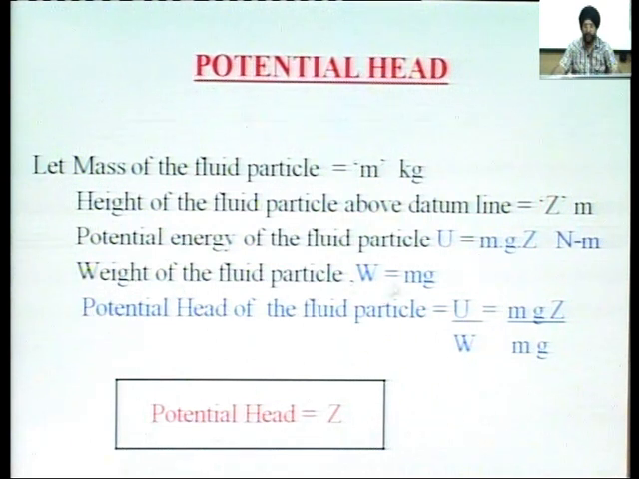Weight, we all know it is equal to m into g. So, to get the expression for potential head, we will divide U by W. It is potential energy upon weight. So, putting the values of U, mg into z, and the value of W, m into g, just cancelling these two, m and g, we will only remain with the z part. So, the potential head is equal to nothing but only z. So, this is the expression for the potential head. v square upon 2g is the kinetic head and z is the potential head.